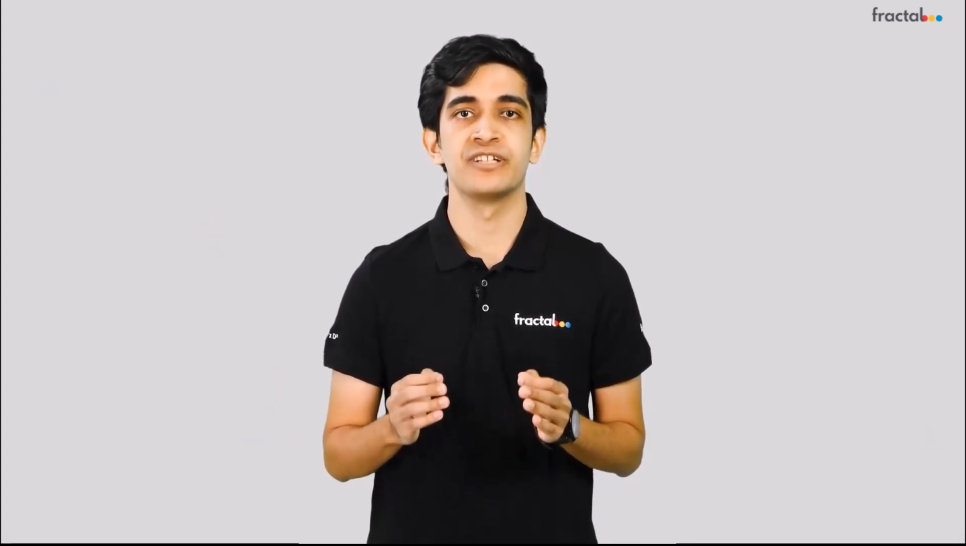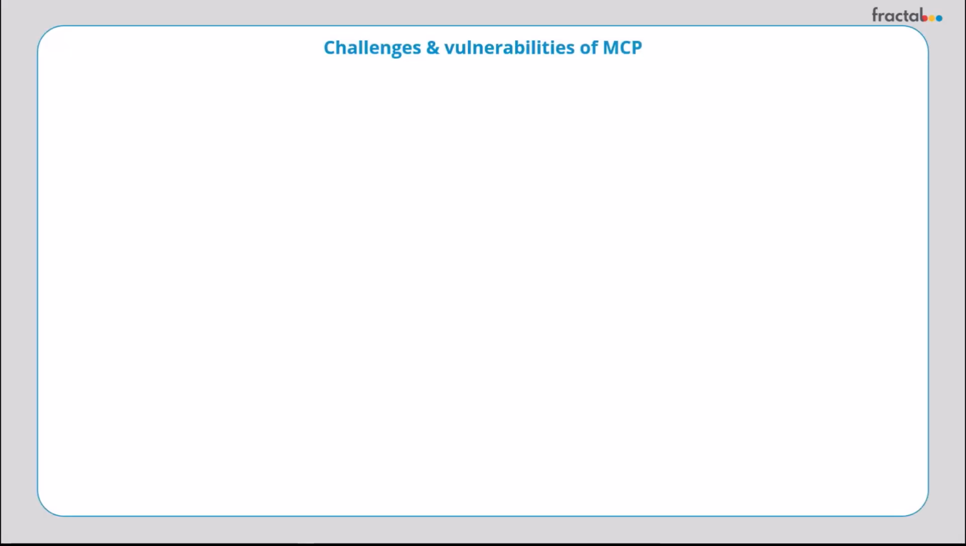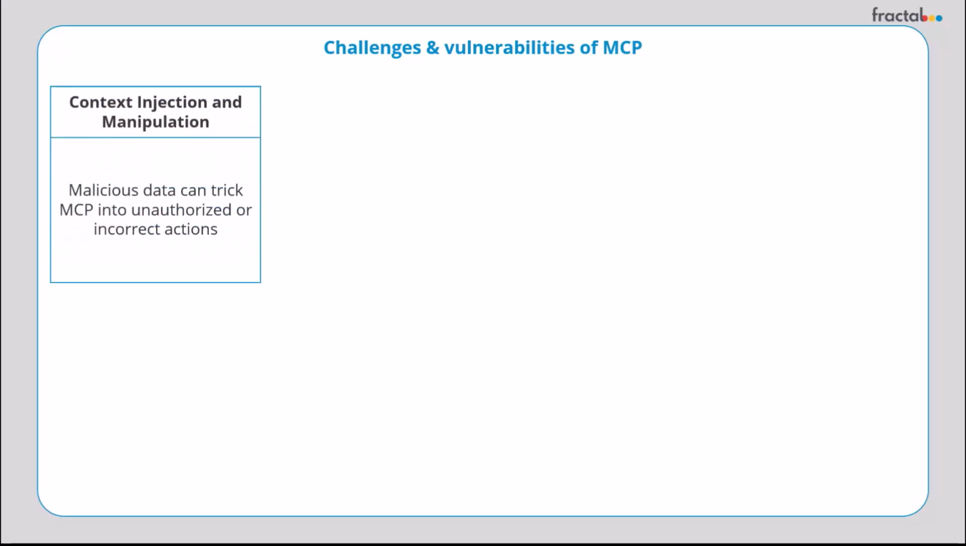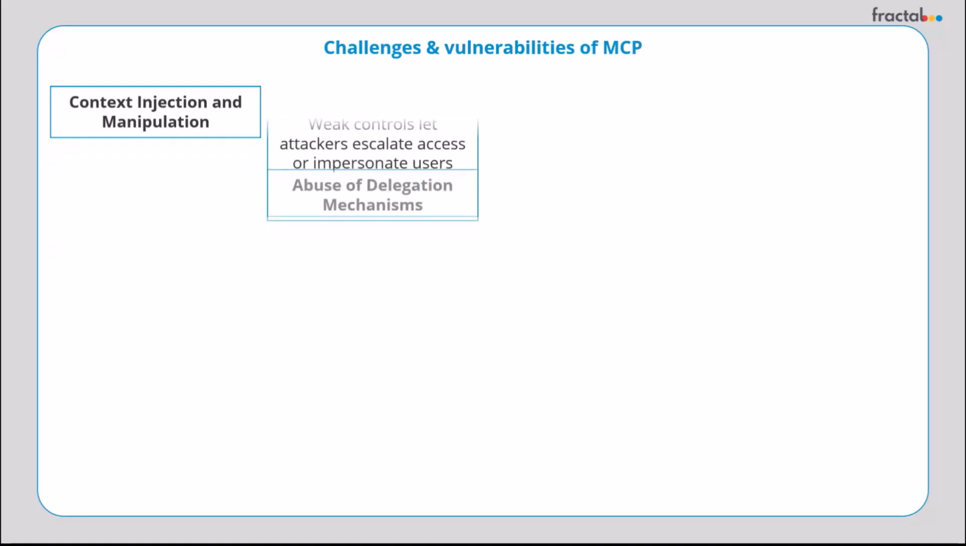Now that we understand some of the advantages that MCP brings to the table, let us examine the challenges and vulnerabilities they bring. Despite its strengths, MCP introduces several challenges and vulnerabilities that organizations must address. They include context injection and manipulation. Attackers may inject malicious context or manipulate the data exchanged between the MCP clients and servers, leading to incorrect or unauthorized actions by the AI system.